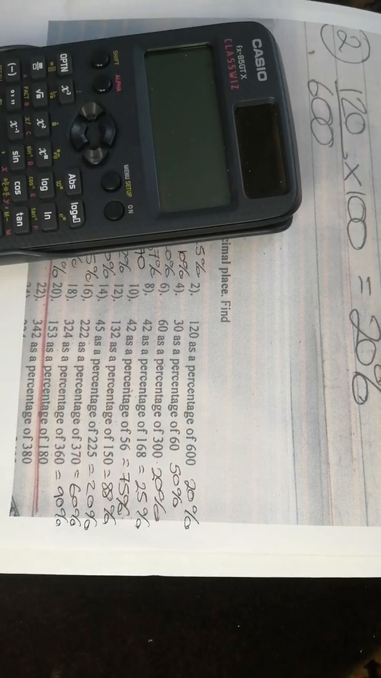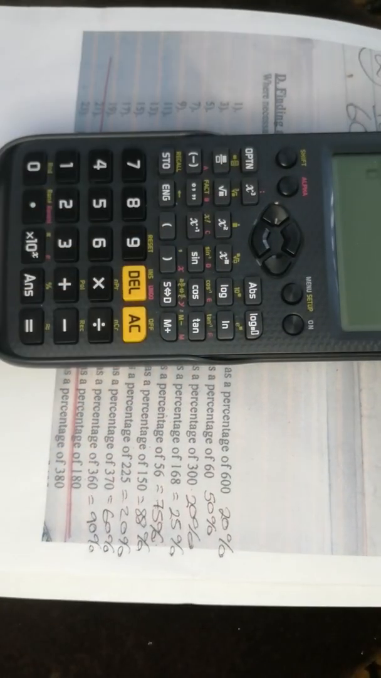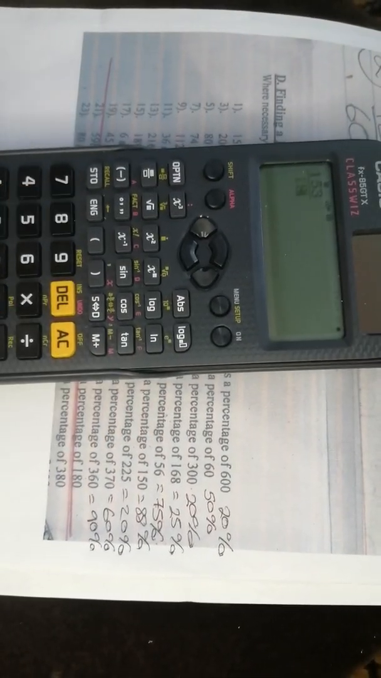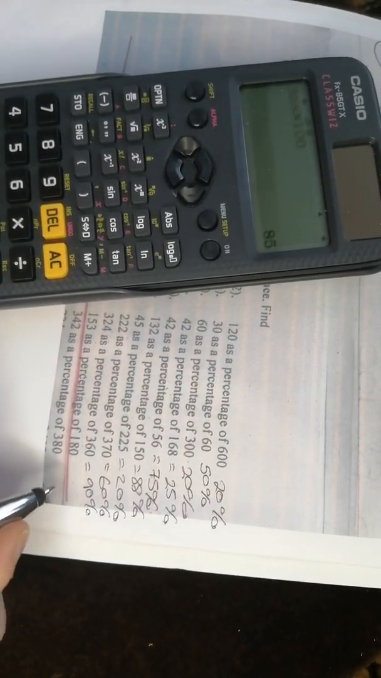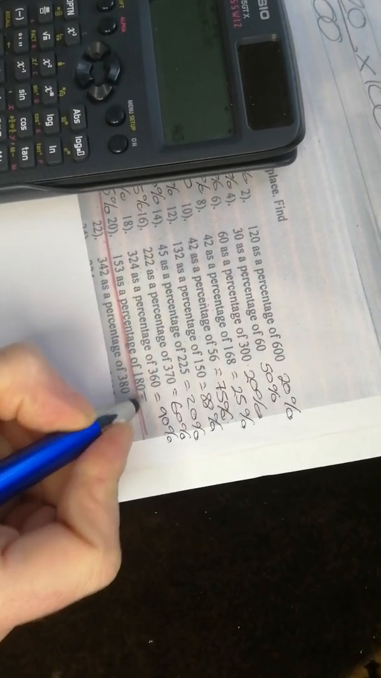And the last one, 153 over 180 times by 100, 85%.